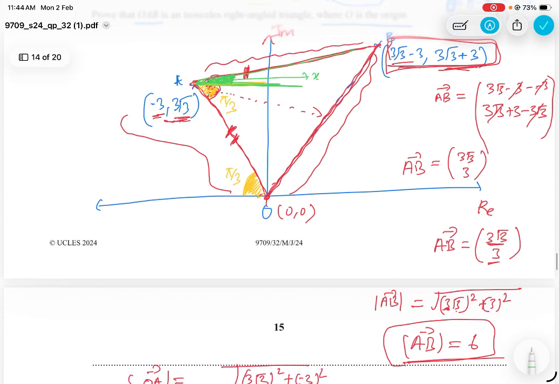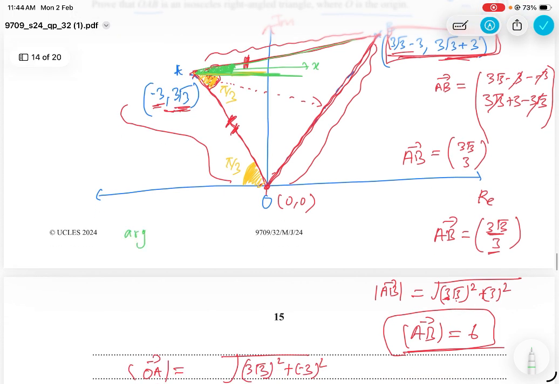How can I calculate X? Argument of AB. And our AB vector was this. How can I calculate the argument of this? That would be tan inverse 3 by 3 root 3. Yes or no? That would give us pi by 6.